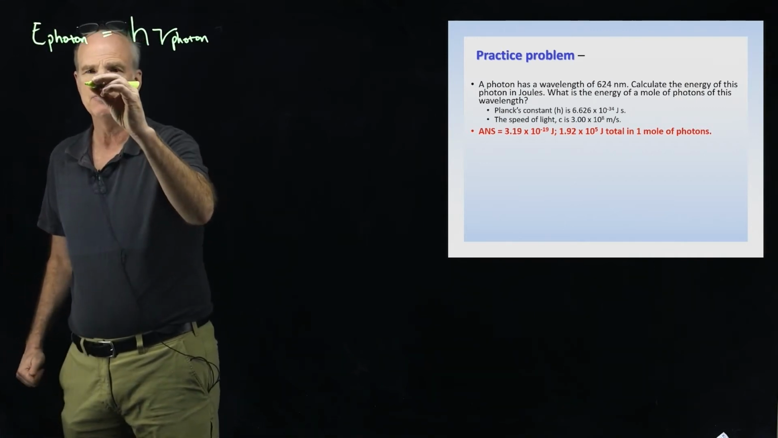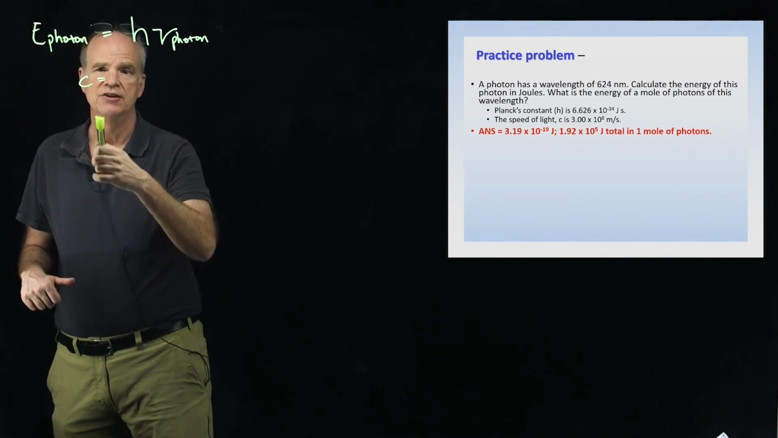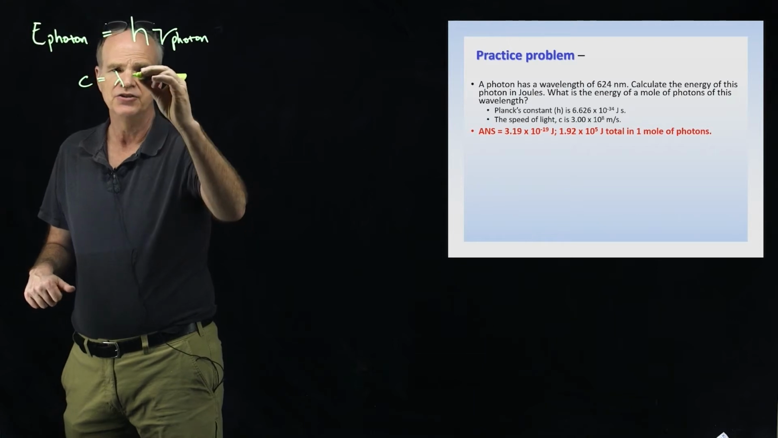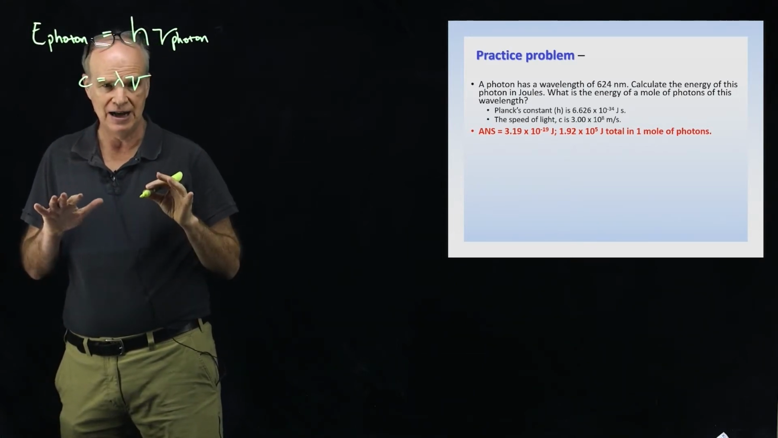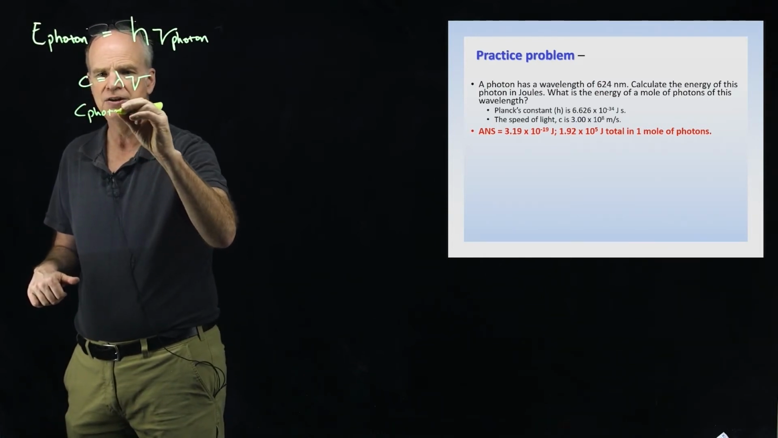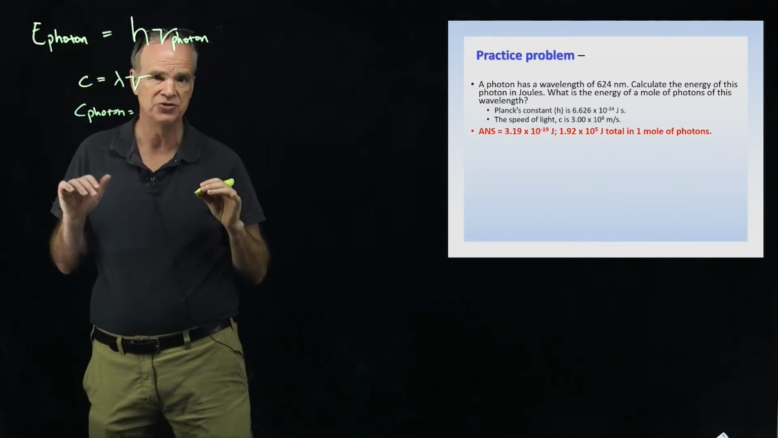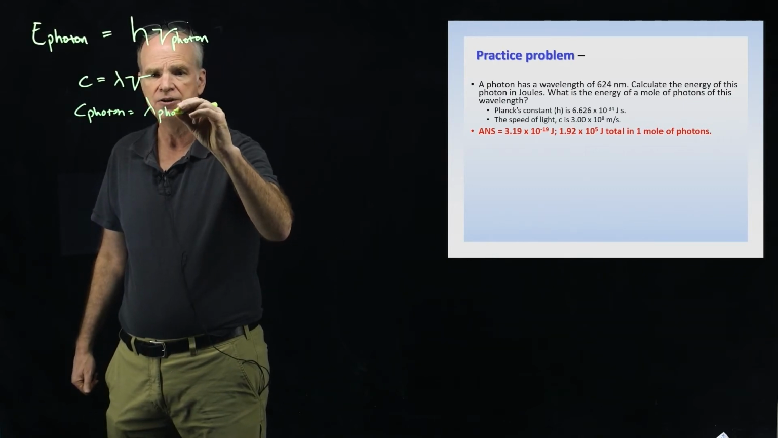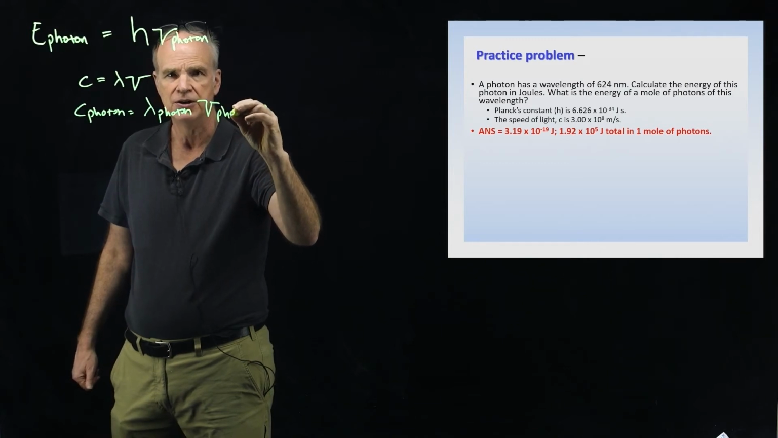You might also remember previously that when you're dealing with electromagnetic radiation, the speed of light is equal to the wavelength of the radiation times the frequency of the radiation. Now this also applies to photons as well. So if you have the speed of a photon, which is the speed of light, this is given to you, it's 3.0 times 10 to the 8 meters per second, which is equal to the wavelength of the photon times the frequency of the photon.